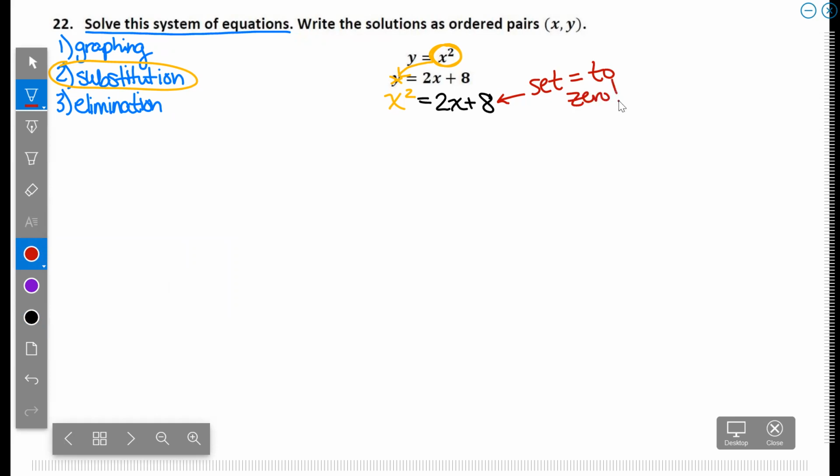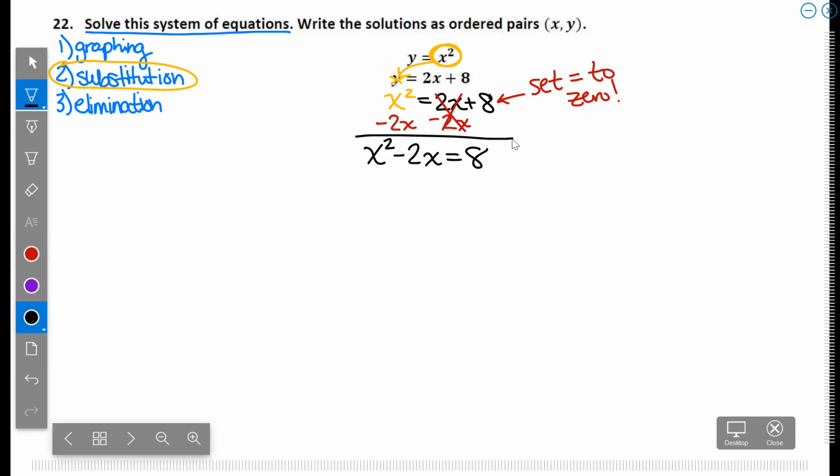If I'm going to use quadratic formula, I don't care as much about whether or not my x squared is positive. But if I'm going to try to use factoring, your a value has to be positive. So I'm going to leave the x squared right there. I'm going to subtract 2x from both sides. So that would give me x squared minus 2x equals 8.